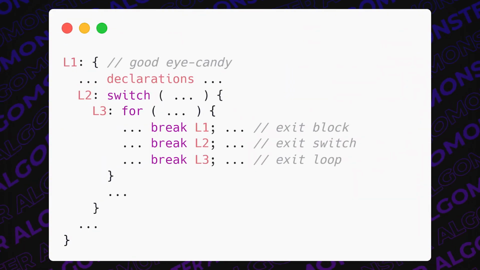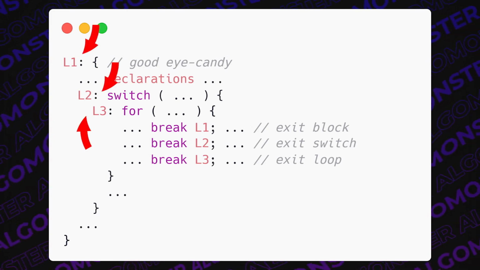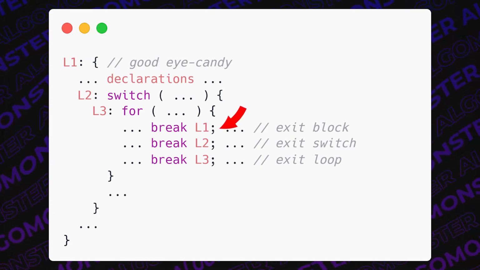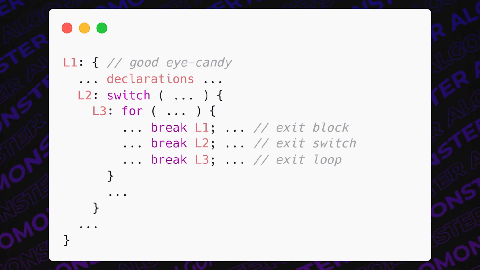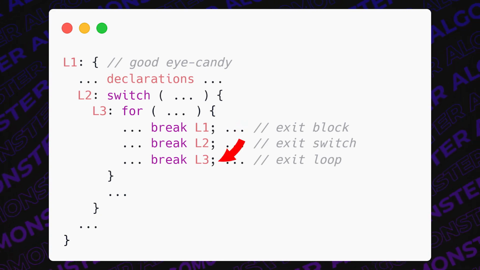For example, here in Java, we can see that we have labeled our exits L1, L2, and L3. So if we wanted to exit the L1 block, we can exit that. And if we wanted to exit the switch, we could exit using break L2. And if we wanted to exit the loop, we could say break L3.